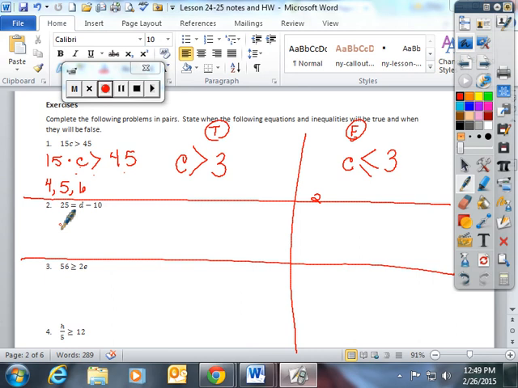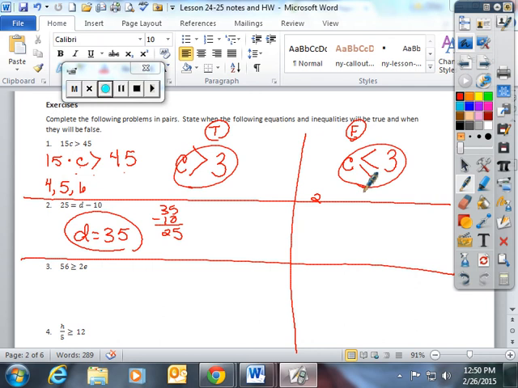So the second one was an equation, and we looked at 25 equals d minus 10. So what number, if we take 10 from it, will give you 25? And the students were able to come up with that d was 35, because 35 minus 10 gives you 25. And that is the only solution for this equation.